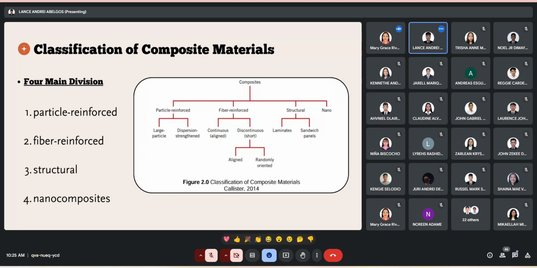Fiber reinforced composites, on the other hand, feature a dispersed phase shaped like fibers with a high length to diameter ratio, which enhances their strength and flexibility. Structural composites are multi-layered, engineered to be lightweight with excellent structural integrity, which makes them ideal for load-bearing applications. Last is nanocomposites, which involve particles in the dispersed phase that are measured in nanometers, which bring unique properties like increased surface area and improved thermal or mechanical characteristics.